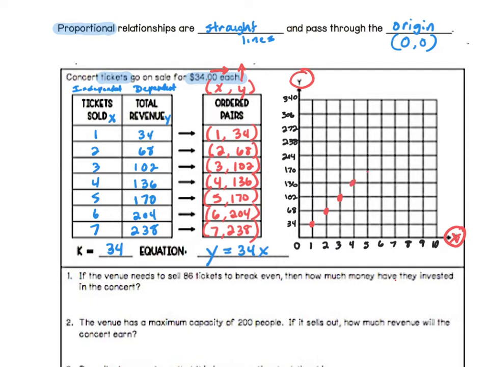So you can probably already see a pattern. And since on our table we went only up to 7, I'm going to stop there, even though I completed the numbers on the graph.